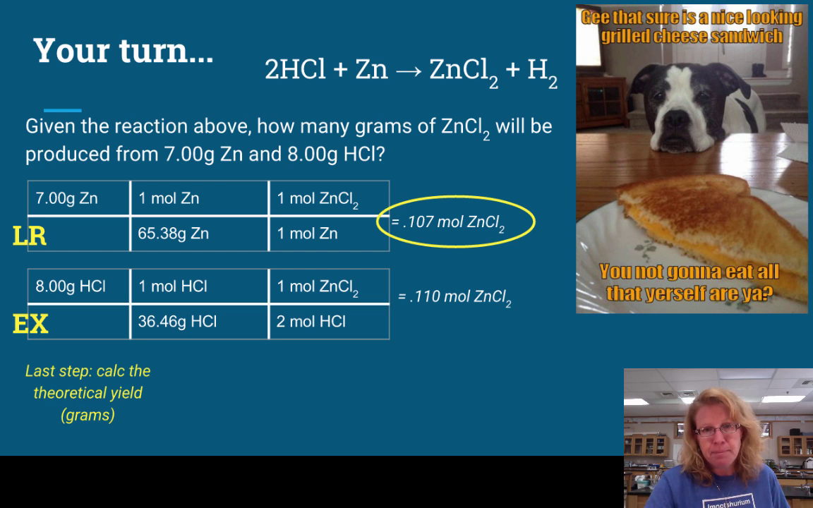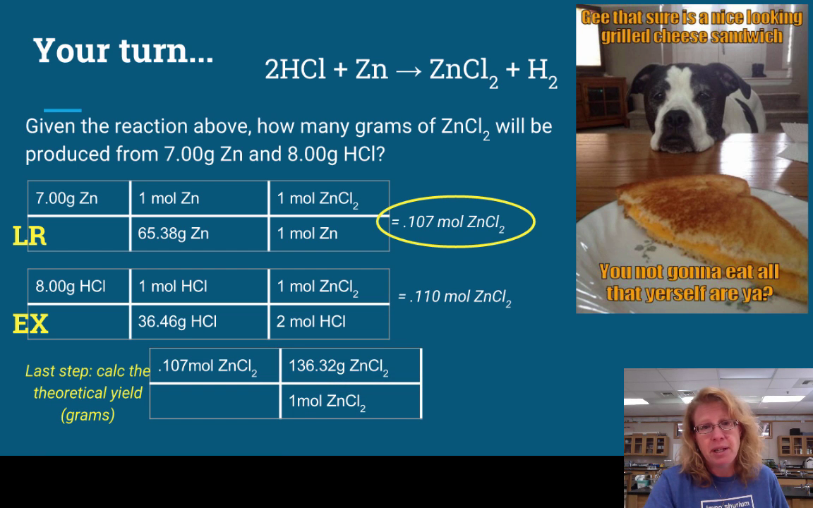Last piece. Our answer here is in moles. These are both in moles. And the question here asked me for grams. There's 2 different ways you can do this. One would be to tack a molar mass step at the end of each problem, and that's fine. Or, in this case, since I have moles, I can just do one more little mini wonder fraction to convert from moles to grams. And so that's what I decided to do here.